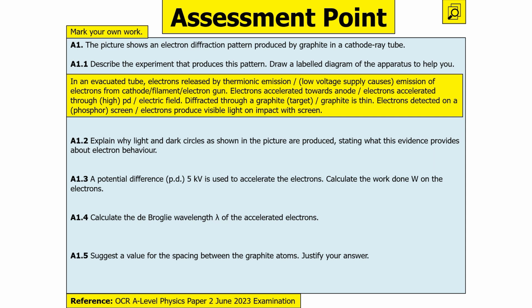They then will hit the graphite target and diffract through. Remember, it has to be graphite 1 atom thick to get a nice clear diffraction pattern, and the electrons are then detected on the screen as shown.